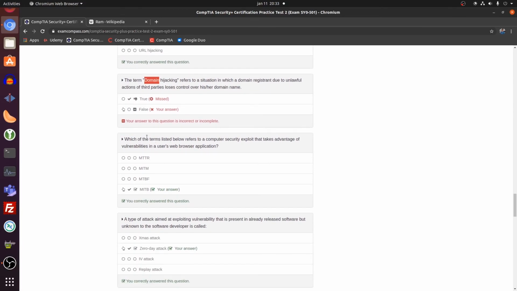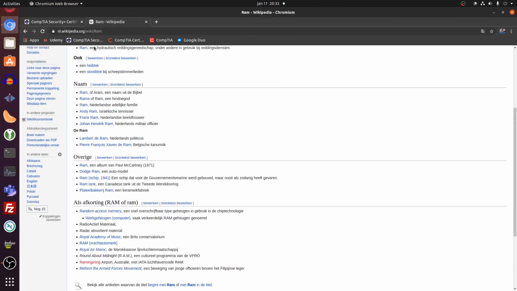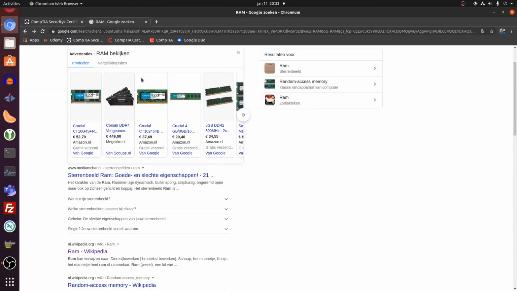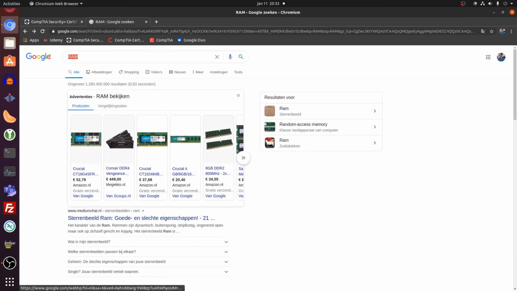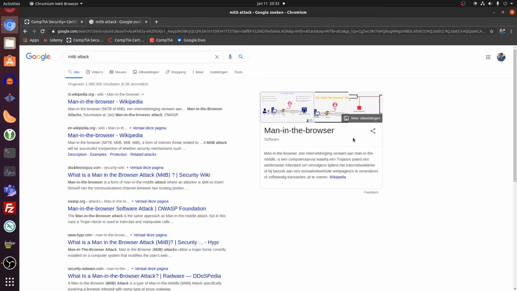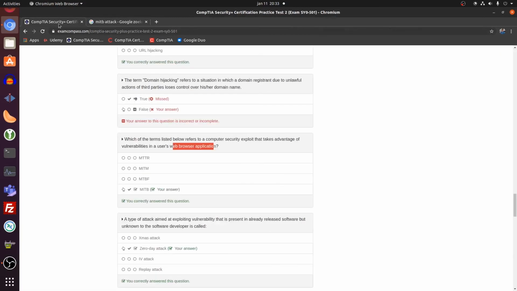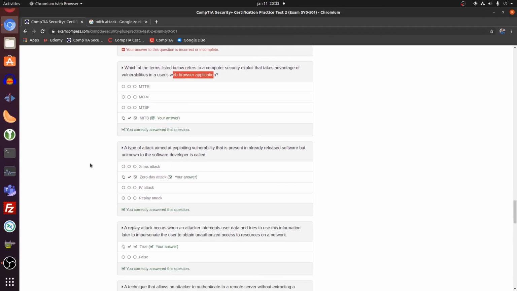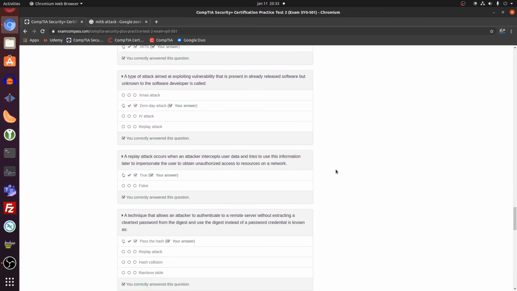Okay, now moving on. Which of the terms exploits vulnerabilities in the web browser? MITB. I have to know if that's man in the browser, I think, right? Man attack. Standing for man in the browser. Yes, correct. Okay, type of attack aimed at exploiting vulnerabilities. Zero-day attack was correct.